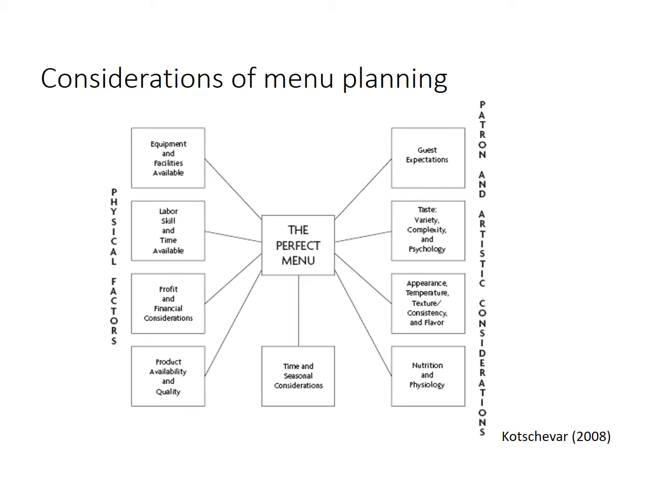And then you need to take into consideration the taste, the variety, the complexity, and the psychology behind it. Also, the appearance, the temperature, the texture, the consistency, and the flavour, making sure again it meets the expectations of who you're trying to sell it to. And also the nutrition and the psychology behind that. So again, you've got various physical factors that you need to take into consideration, and you need to take into consideration various aesthetic considerations.